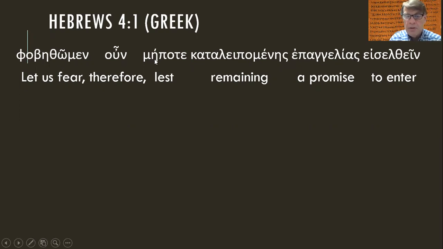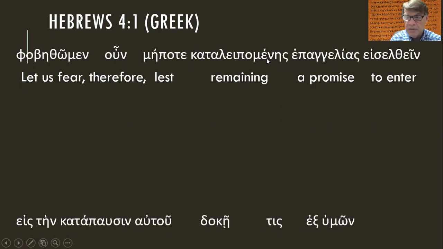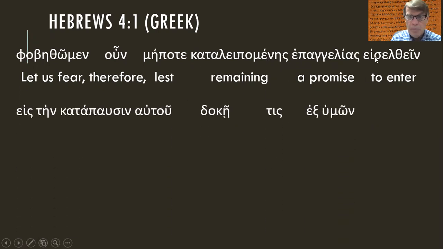Therefore, let us fear lest a promise remaining to enter into his rest. That's the promise. The promise is you can enter into his rest. Lest someone should seem from you to fall short. That's the rest of this lest clause. All right. A promise remaining to enter. So ein is an infinitive, an active infinitive ending. Elth is the aorist stem of erchomai. So this is irregular. Elth is irregular.